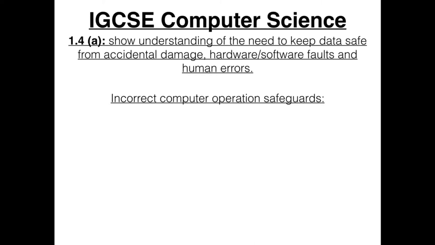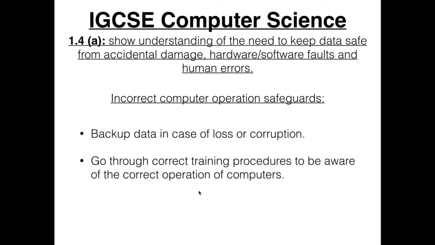Incorrect computer operation safeguards. Incorrect computer operation could be stuff like incorrectly shutting down your computer, for example, or removing your thumb drive while data is being transmitted. Again, backup is really important, and go through correct training procedures to be aware of the correct operation of computers. Now, this is a bit weird because who doesn't really know how to use a computer? But still, it's good to know these principles so that you know your stuff about computers.